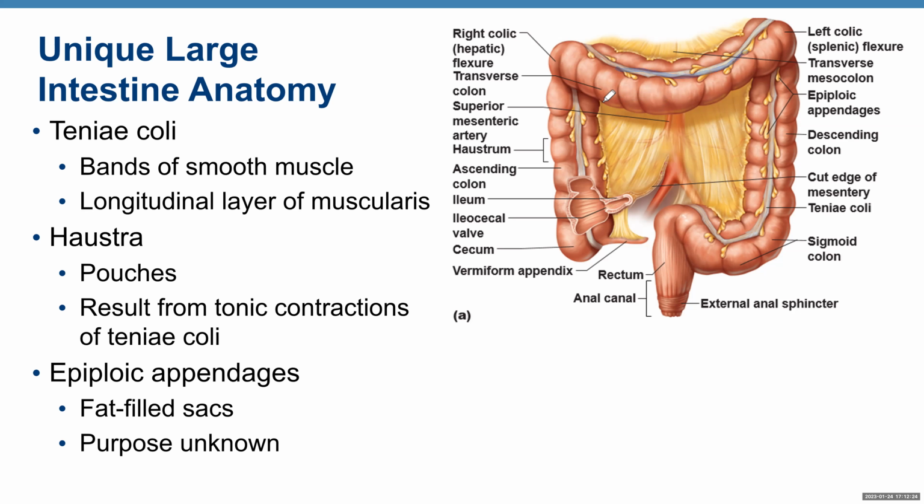And the taenia coli divide the large intestine into haustra. Those are pouches. And the pouches result from tonic contraction of the taenia coli. So here you see a pouch, here's another pouch. So those are very unique features. And epiploic appendages, shown here in the yellow color, are fat-filled sacs with really unknown purpose.